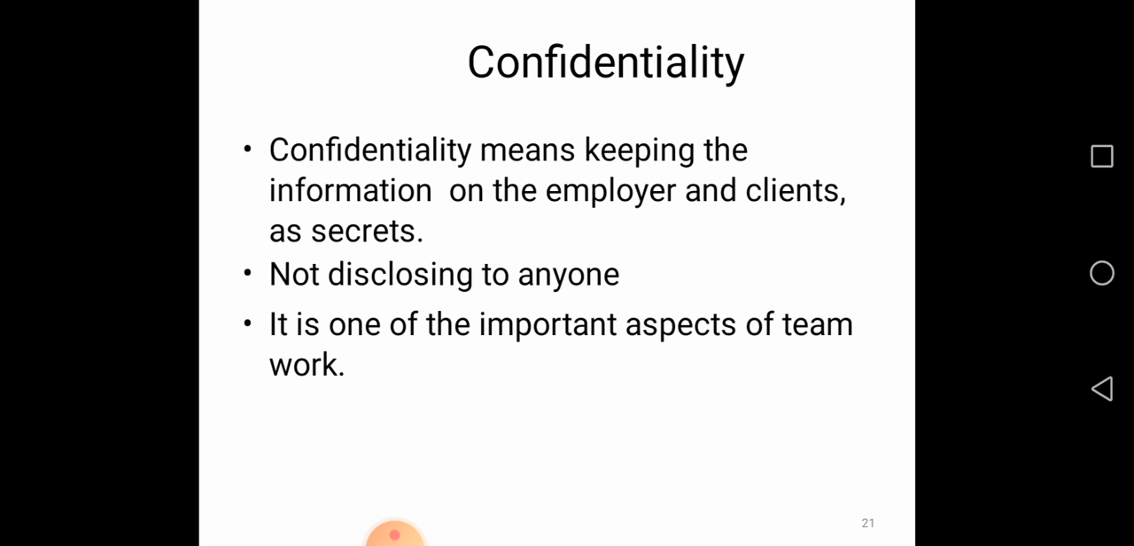So with this, we have discussed all the internal responsibilities of an engineer. We'll come to the external responsibilities of an engineer. The first one being confidentiality. Now, what is confidentiality? It is keeping information as secrets. You are not disclosing the information to anyone else in the organization. You are keeping the information on the employer and clients as secrets. So it is considered as one of the important aspects of teamwork also.